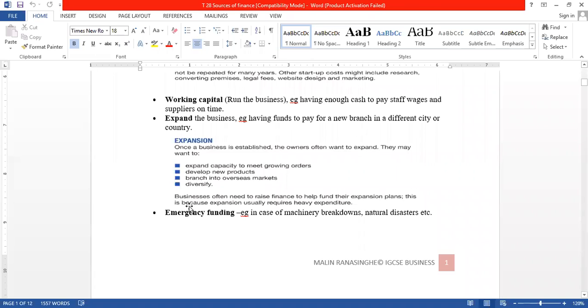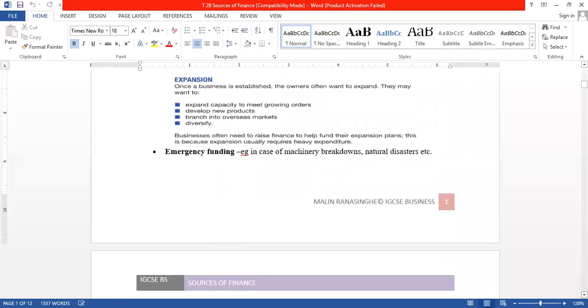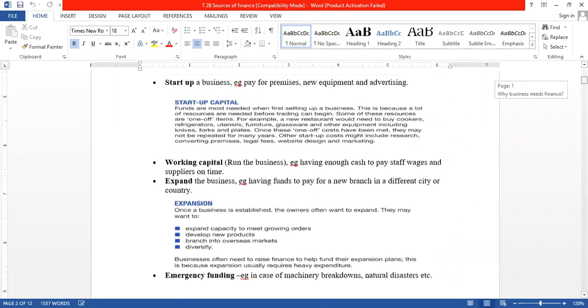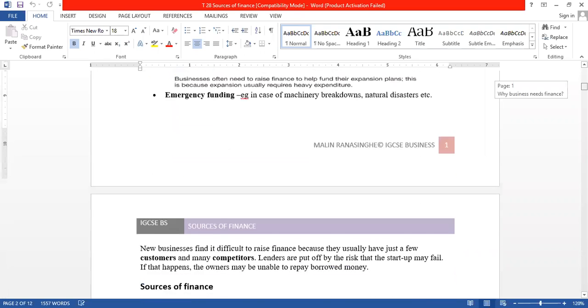And also I am explaining here the emergency funding. Emergency funding means in case of machine breakdown, a natural disaster, in case of fire, theft, burglary, right, tsunami, cyclone, natural disaster. You can see sometimes overnight your warehouse will be gone. So you need money to recover. Insurance will be there. So these are the main 4 reasons. So what are the 4 reasons? Startup capital, working capital, expansion, and the emergency fund.